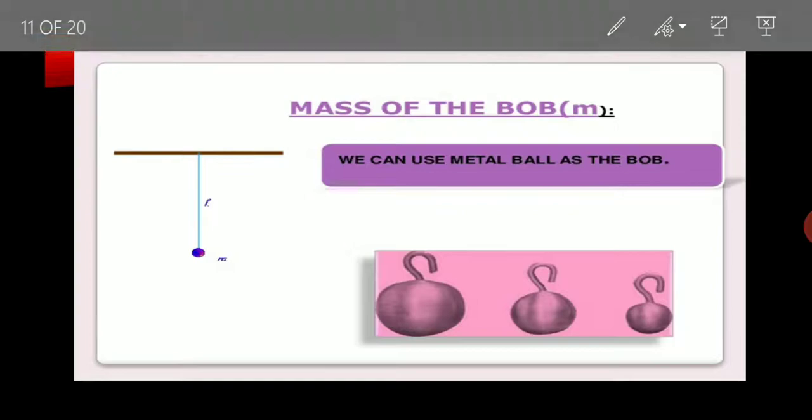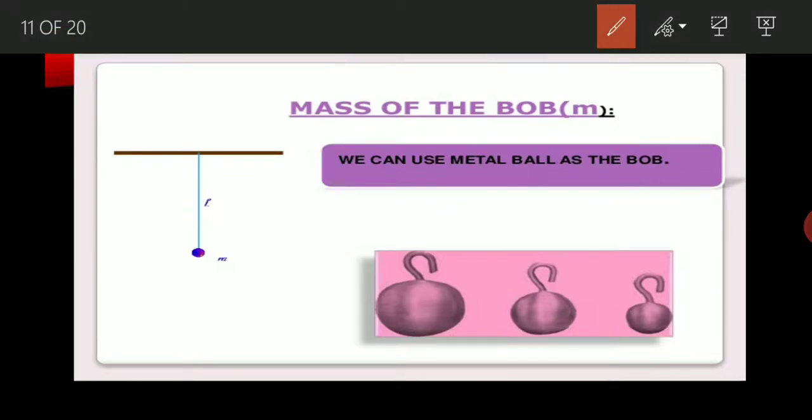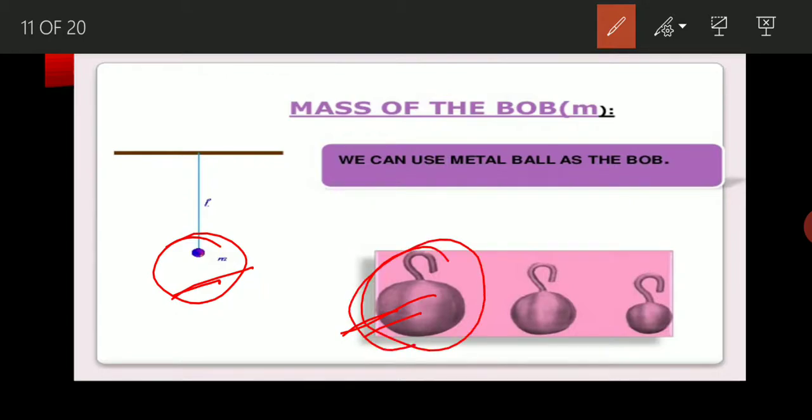Now, mass of the bob. We can use metal as the bob. As you all know, at the other end of the thread there is a bob on which the weight is hung. This is a spherical structure made up of any kind of metal. The spherical structure made of metal that carries the weight or mass is known as the bob.